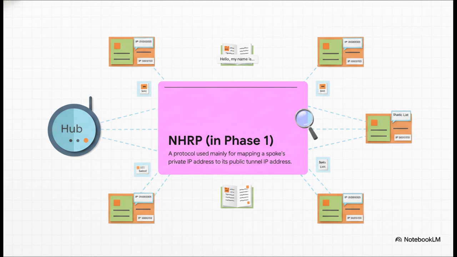When a spoke router first turns on, it just registers itself. It sends a message saying, hey hub, my private tunnel address is X, and if you need to reach me, my public internet address is Y. That's it. The hub just keeps this static list, mapping one to the other.